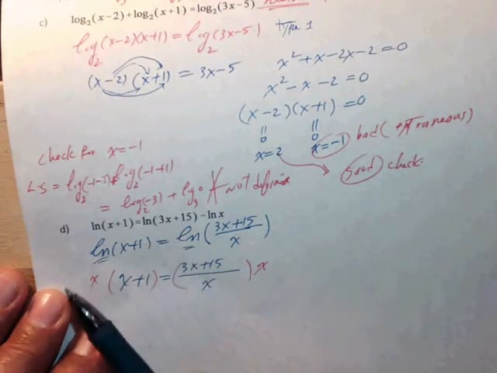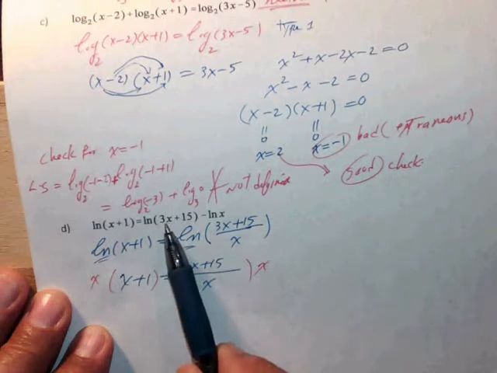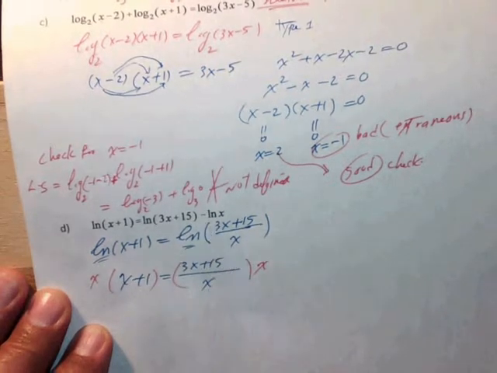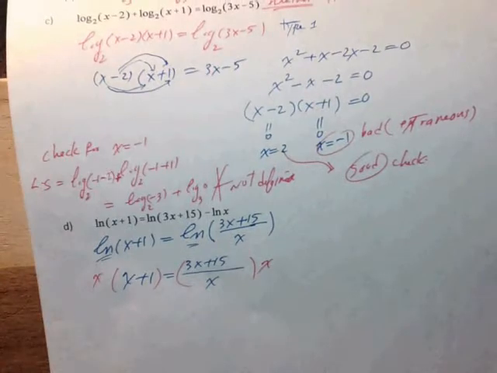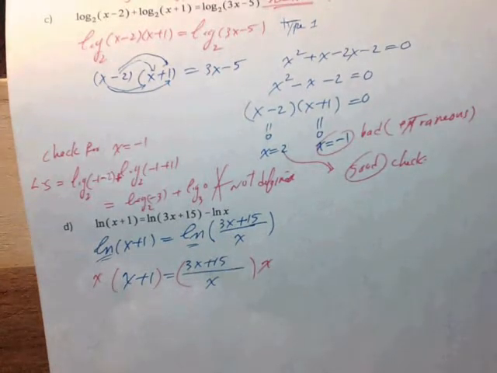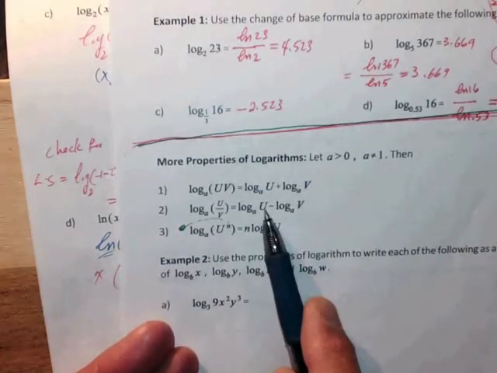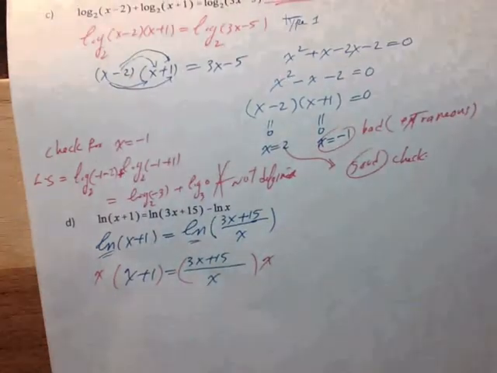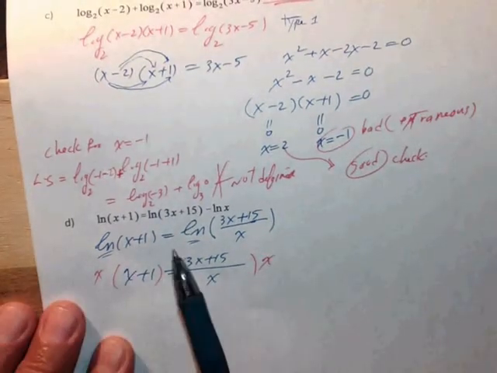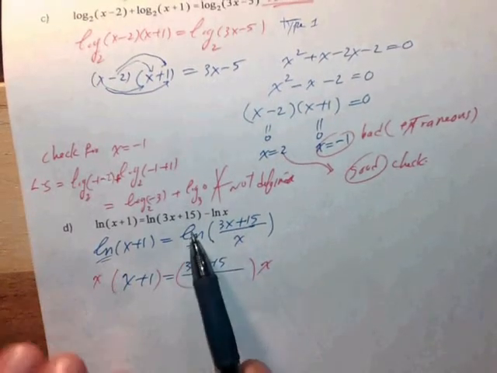Let me start over. Log of x plus 1 stays the same. Log of 3x plus 15 minus log of x, by using this formula one more time. By using this formula, log of u minus log of v is log of u divided by v. By that rule, I can divide these two, this divided by that, with one log.